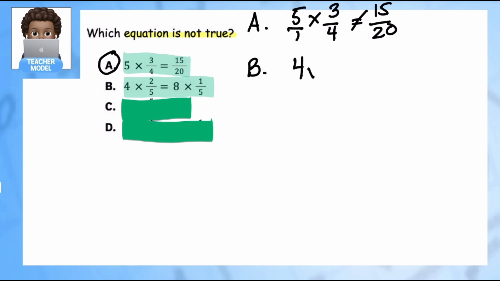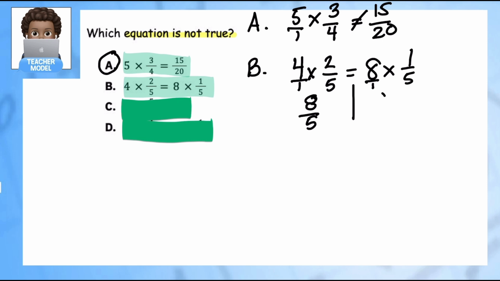So here I have 4 times 2/5 is equal to 8 times 1/5. So let's simplify both of these out. On the left, I have 4 wholes, so 4 over 1. 4 times 2 is 8. 1 times 5 is 5. And on the other side, again, I'm going to put a 1 here. 8 times 1 is 8. And 1 times 5 is 5. So yeah, these are equal to each other.